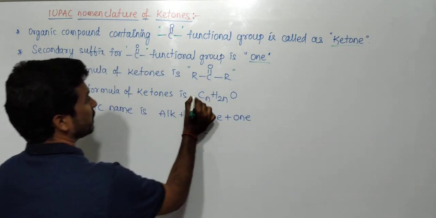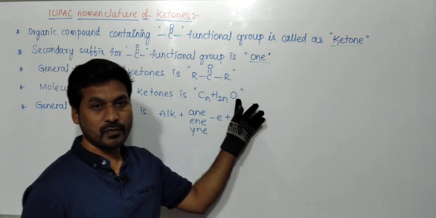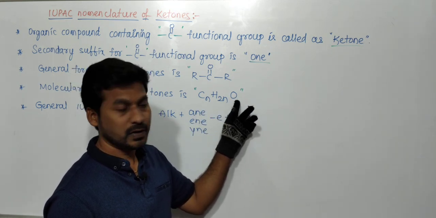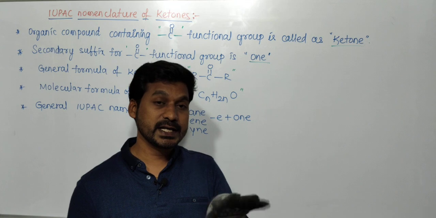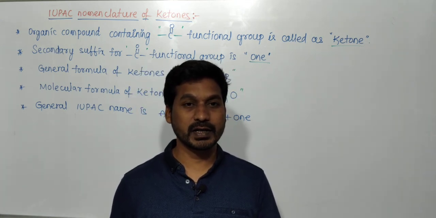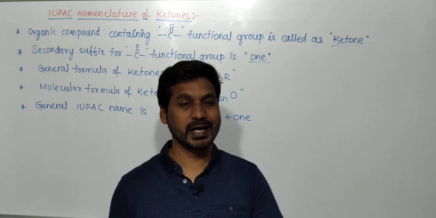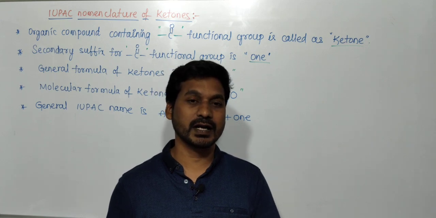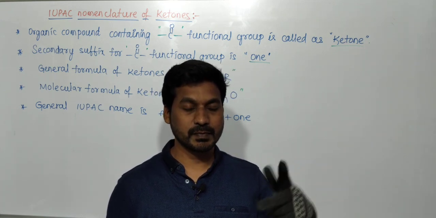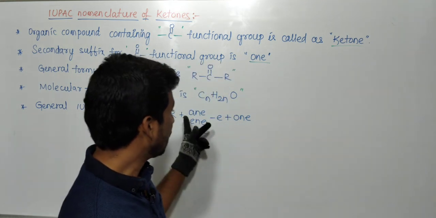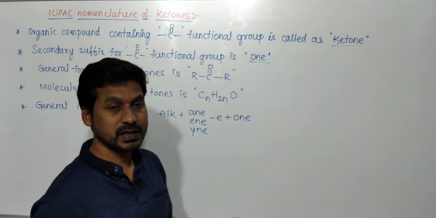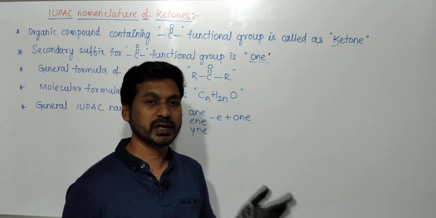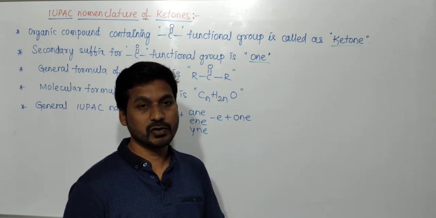Next, molecular formula of ketones is CnH2nO. For aldehydes also same, CnH2nO. For alcohols and ethers, same molecular formula CnH2n plus 2O. That means alcohols and ethers are functional group isomers. For aldehydes and ketones also same molecular formula CnH2nO. That's why aldehydes and ketones also are functional group isomers. This topic we will discuss in isomerism topic.